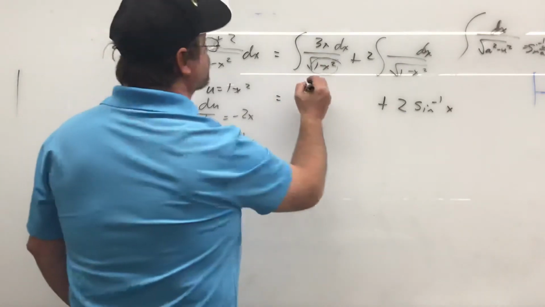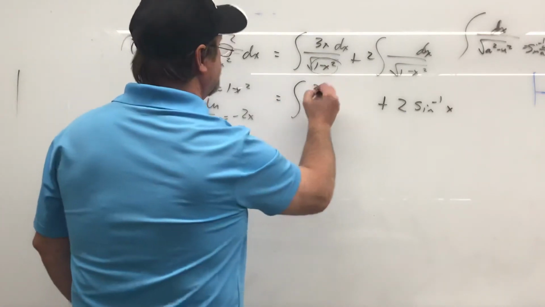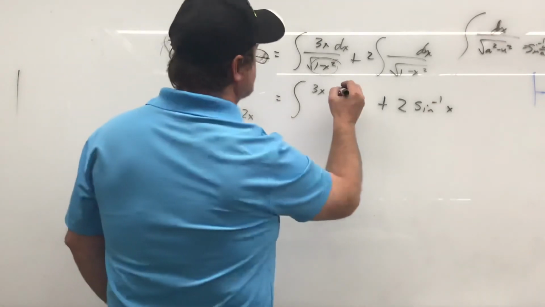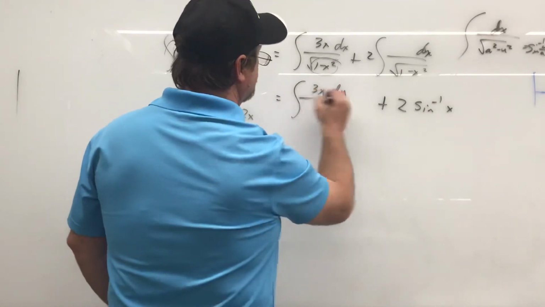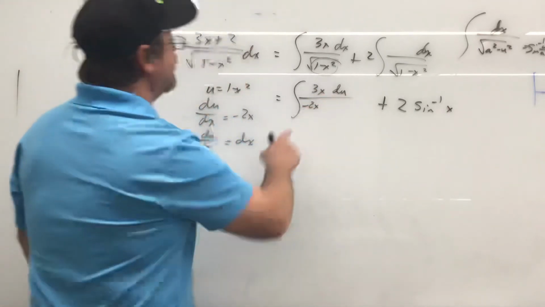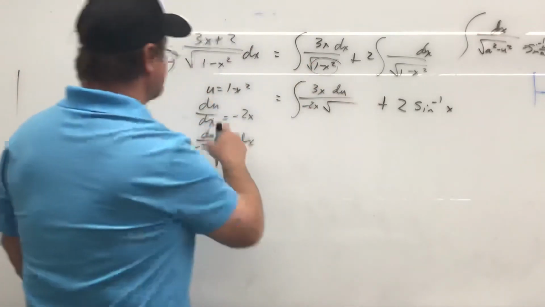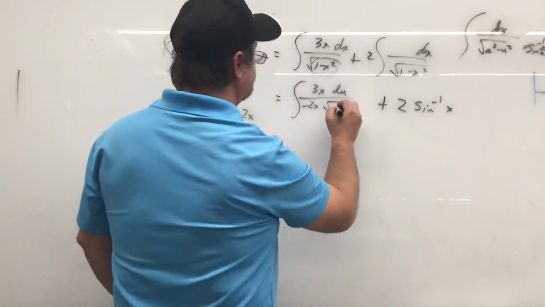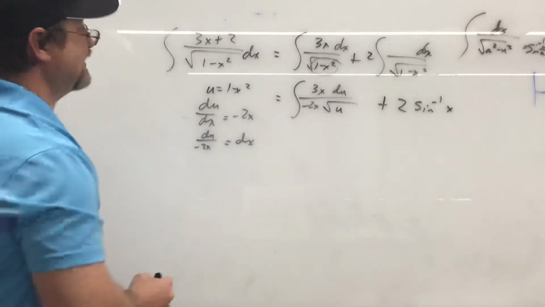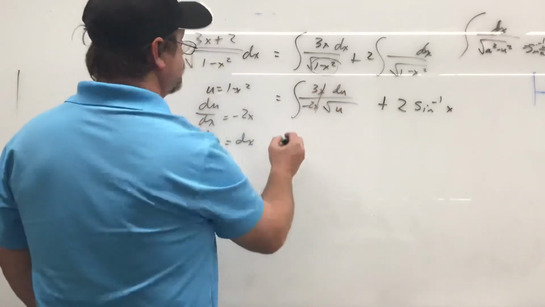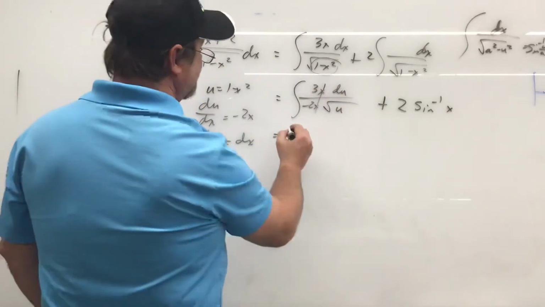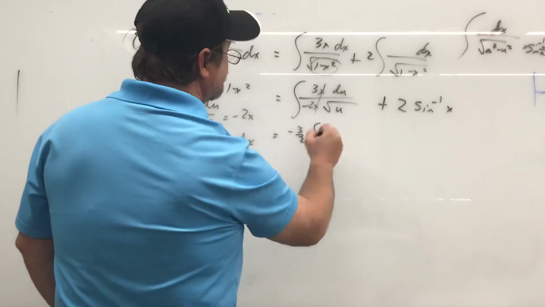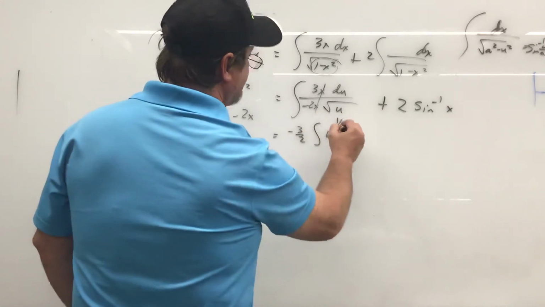Then, of course, I start with this 3x on the top. I substitute for dx, du over minus 2x. And I have this square root of stuff, and that stuff is just u, so that is the square root of u. The x's cancel. I now have some constants. I can bring that outside, and what do I have? Well, if I rewrite this in a different form, that's u to the minus 1/2 du.